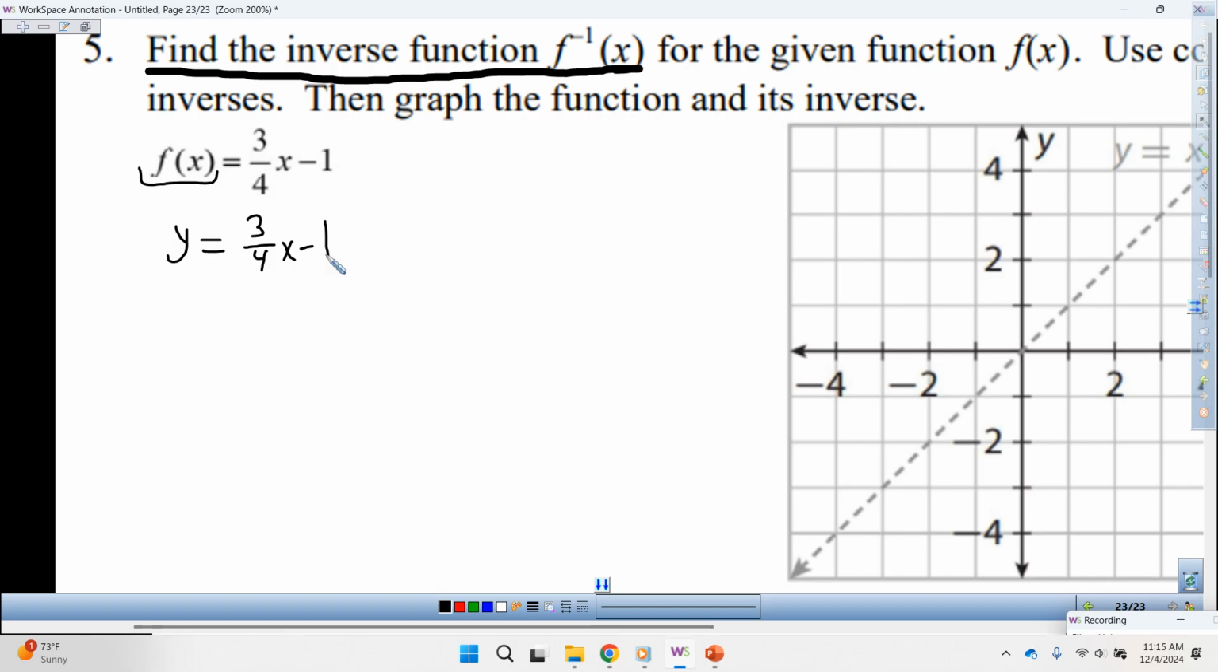From there, we're going to solve for x. So help me out, Gio. I need to leave x by itself. Add 1, add 1. We're left with y plus 1 equals 3/4 x. I need to leave x by itself. What else do I do? Pass someone, Gio? Enrique? To get rid of 3/4, I multiply times what?